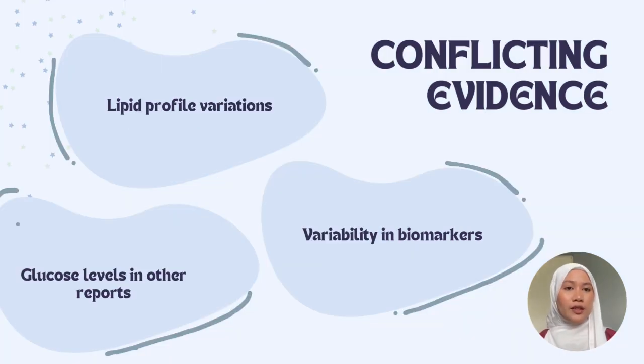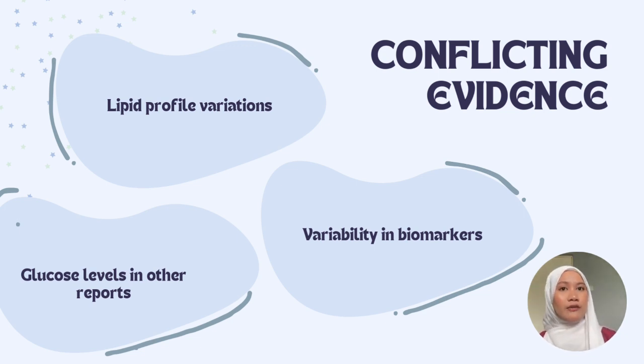Move to the conflicting evidence that the authors had considered. First, lipid profile variations. While this study reported reduced levels of lysophosphatidylcholines and diglycerides in breast cancer patients, some other studies found increased levels of these lipids in similar cohorts. For example, studies using NMR and LC-MS reported opposite trends, particularly in Hispanic populations. The authors attributed such discrepancies to differences in analytical platforms, population demographics, or study designs.